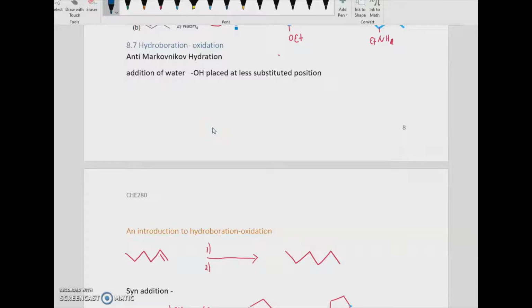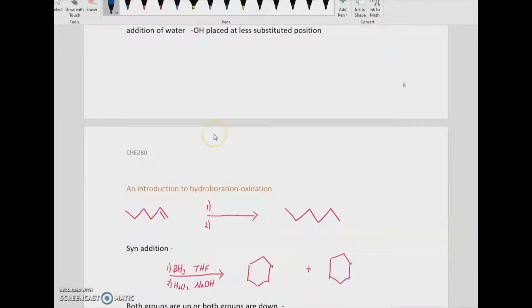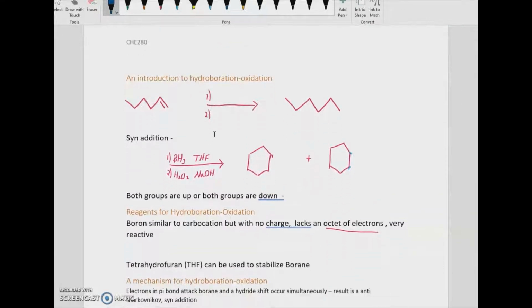Hydroboration oxidation. This is going to be an anti-Markovnikov hydration. So we're going to be adding a proton and a hydroxy. The hydroxy is going to be placed at the less substituted position. Okay, this gives us an opportunity that the acid catalyzed and the demercuration doesn't allow us.